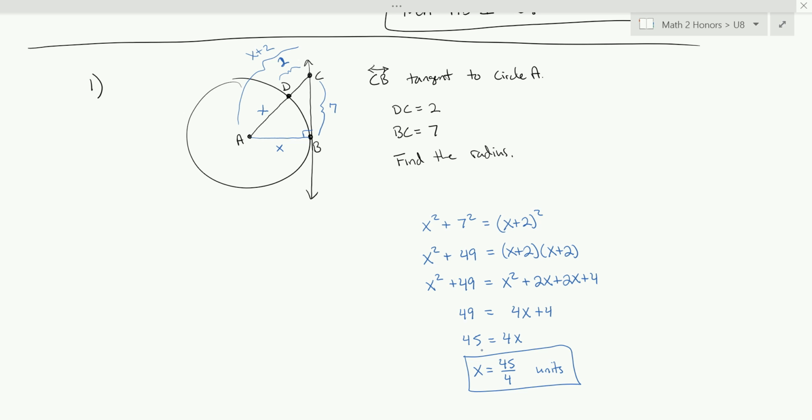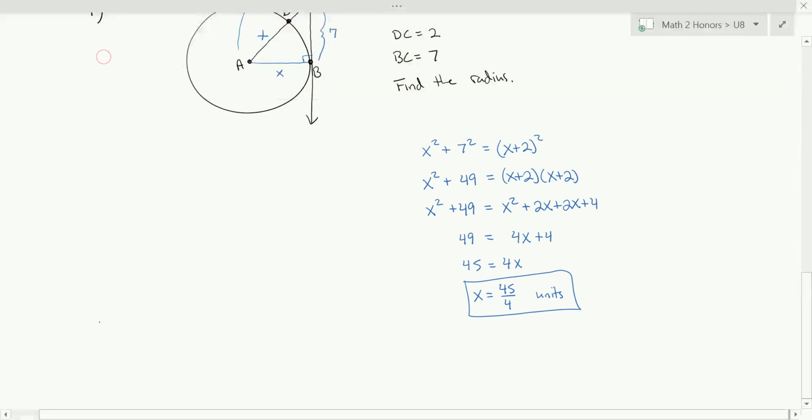Okay with that? This was built off of creating a right triangle, and we were able to create a right triangle because we got that 90-degree angle from the tangent line. Also we used the idea of radius. It always stays the same, and we used x on both of those, so it made that problem work well for us.